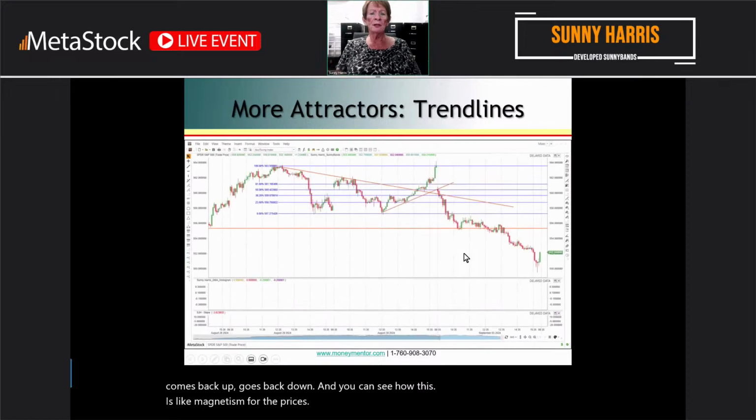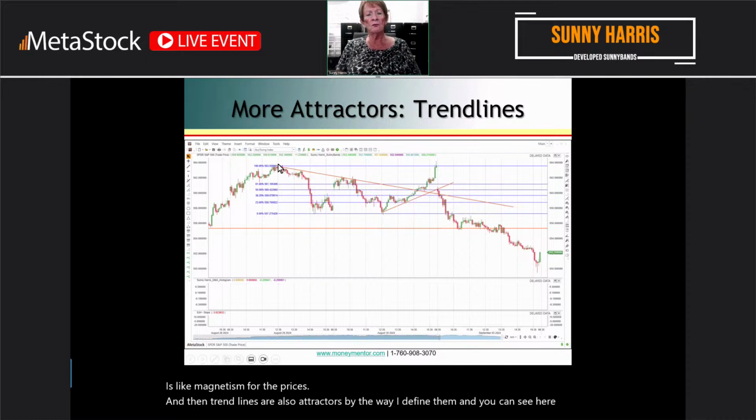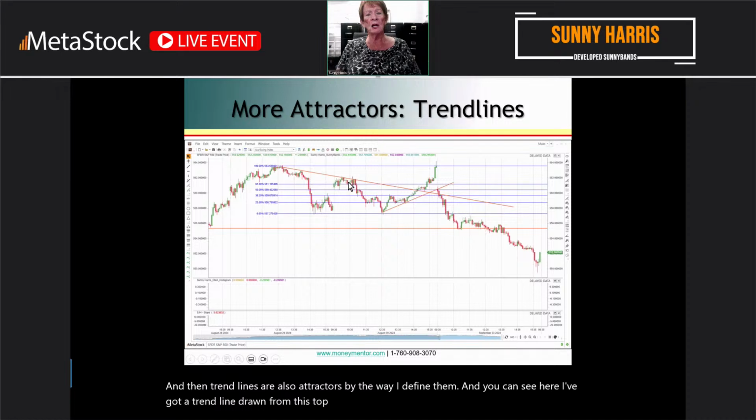And then trend lines are also attractors, by the way I define them. You can see here I've got a trend line drawn from this top to this top. It comes over here, and by golly, if we don't have stumbling all along that line again. And then here's another trend line, and you can see that one was set from here to here, and it breaks right where that gap is.